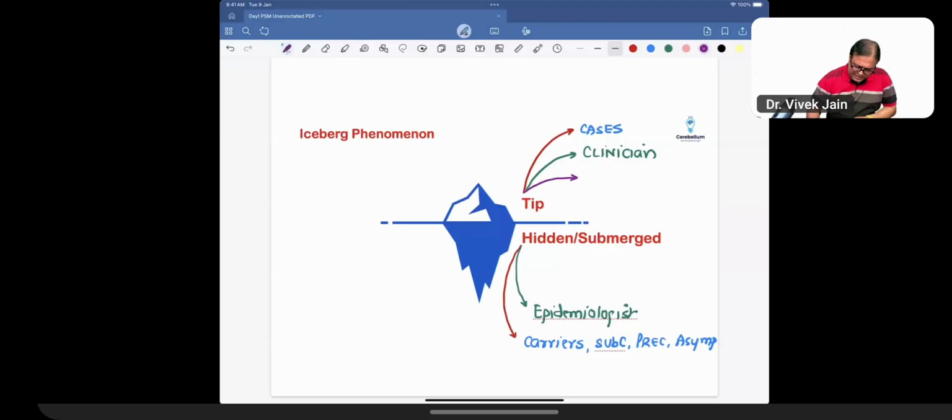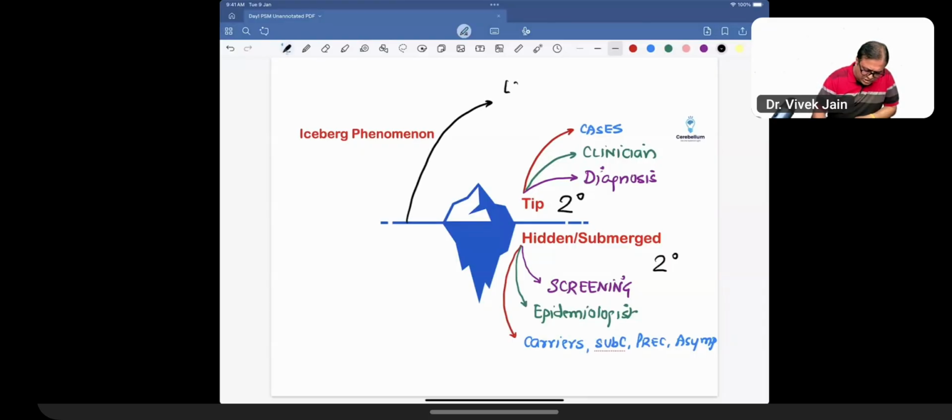Tip is detected by, hidden portion is detected by which test? Tip signs and symptoms directly go for diagnosis. Hidden disease is present, no sign or symptom, carriers go for screening. Tip is which level of prevention? Hidden portion is through which level of prevention? Tip is through secondary level of prevention. Hidden portion also secondary. What is this water surface known as? Line of demarcation.